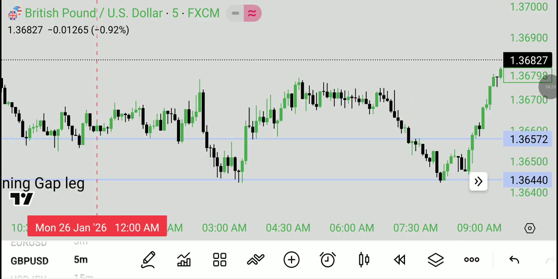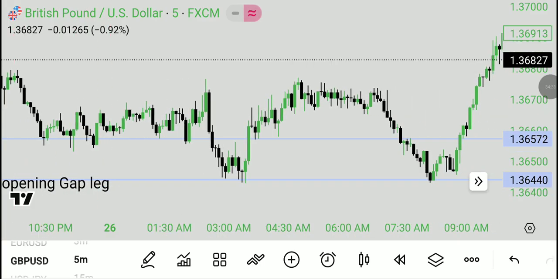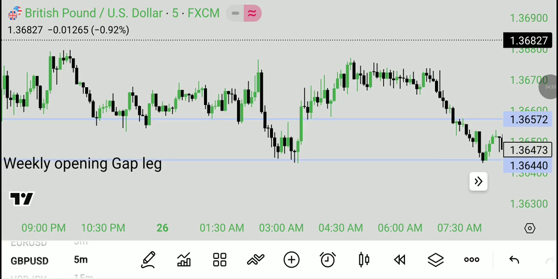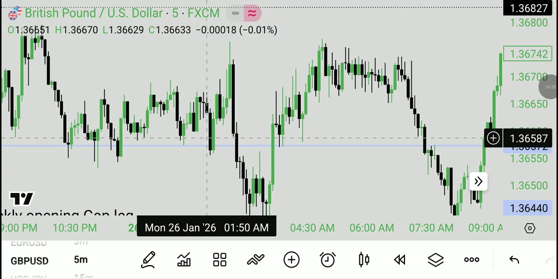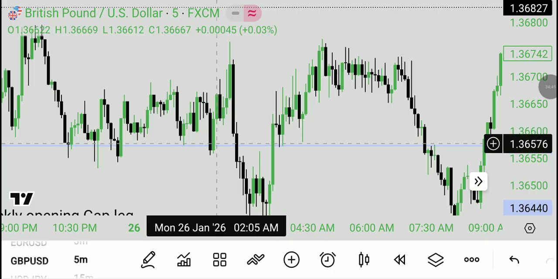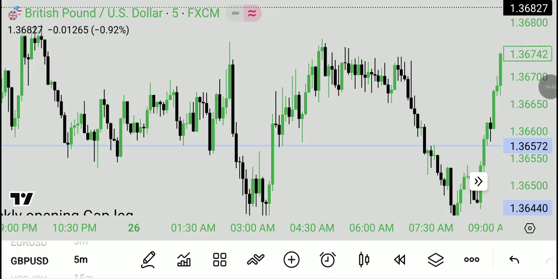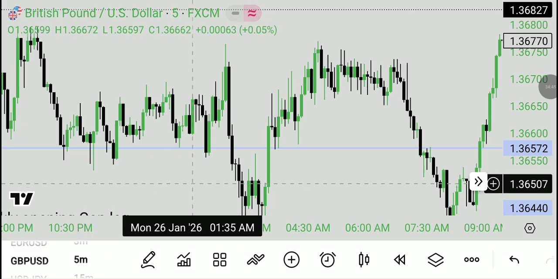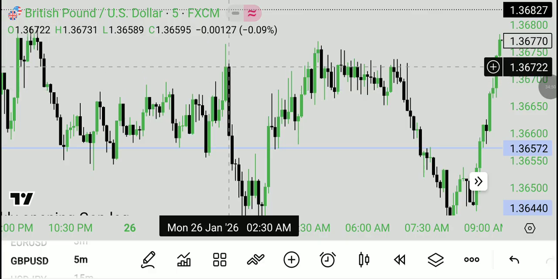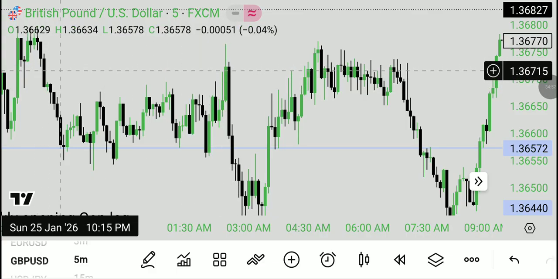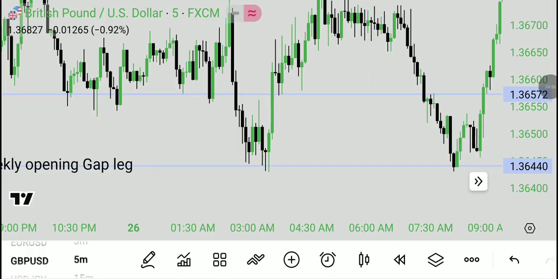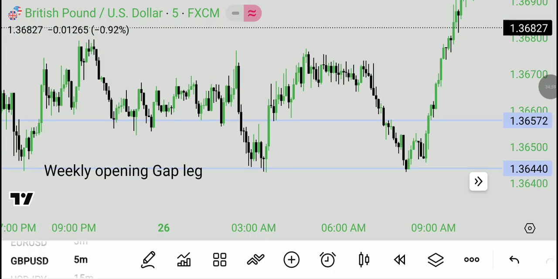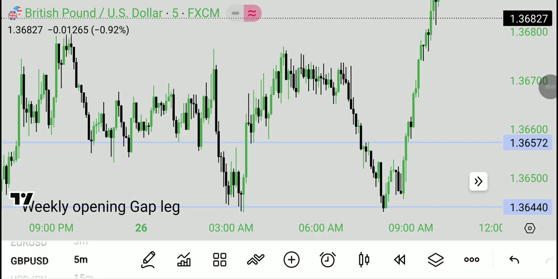You can see I remove everything, but I did not remove this weekly opening gap. Yes, at 2 o'clock when market started to go fake, run to where? To this gap. Then it distributes to where? To the leg of the opening gap. That's all you need.